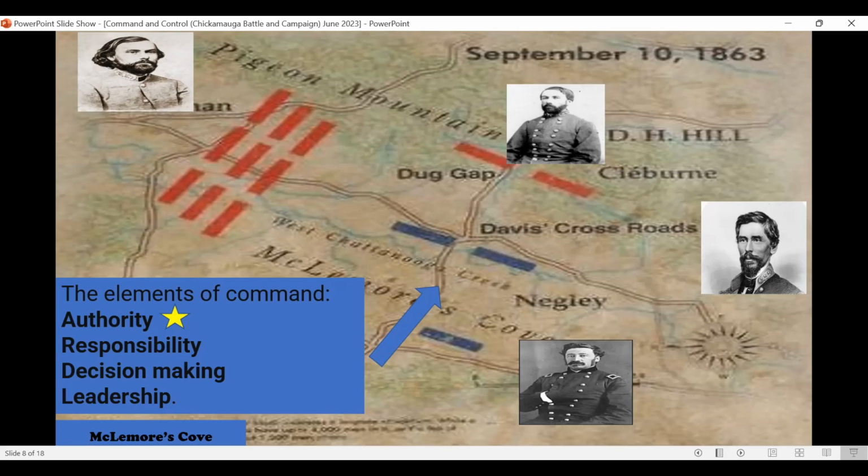Anyway, Bragg and Hyman meet at 10 o'clock in the evening on September 9th. Hyman is to move south right here, rendezvous with Cleburne's command at Davis's Crossroads, and then drive west and pin Negley's division against Lookout Mountain. About 12,000 soldiers, almost 2 to 3 to 1 superiority in numbers. Not bad.